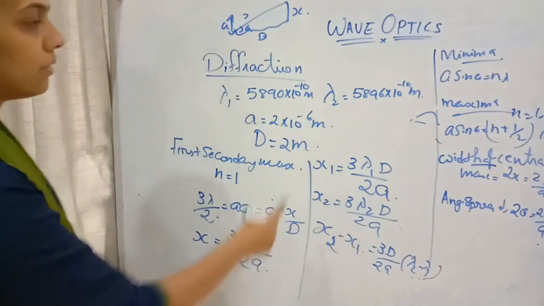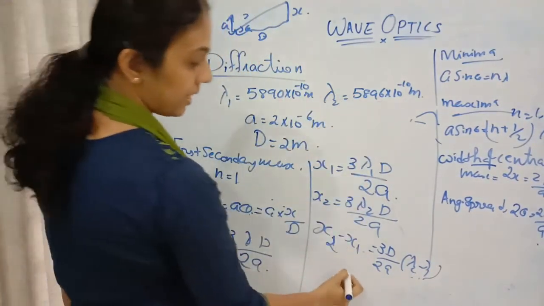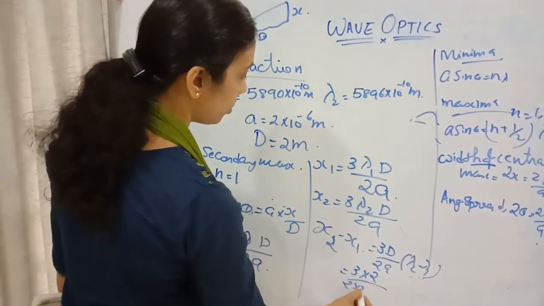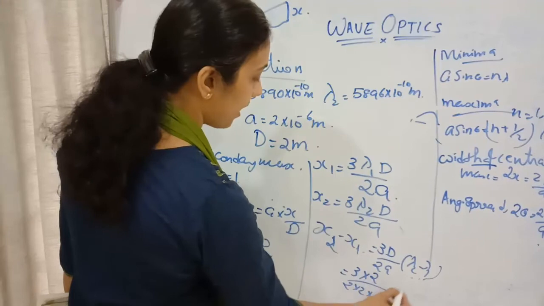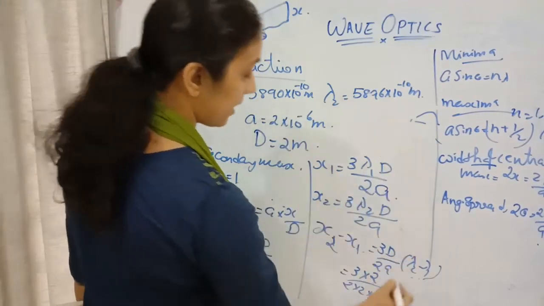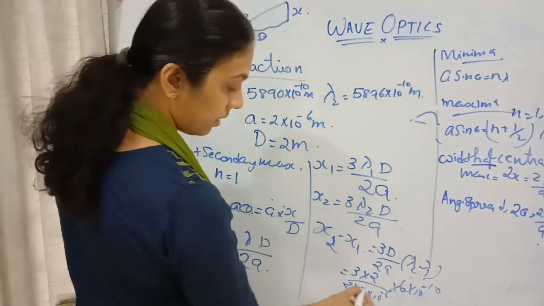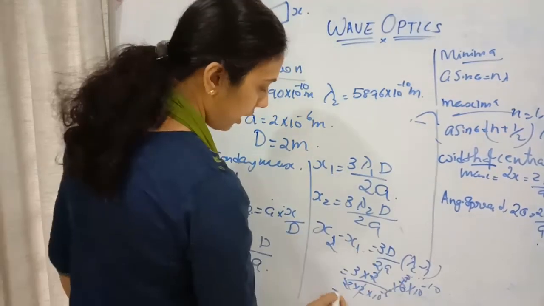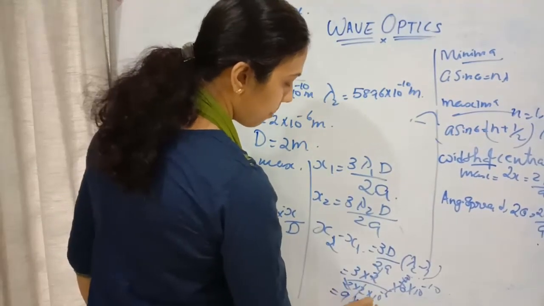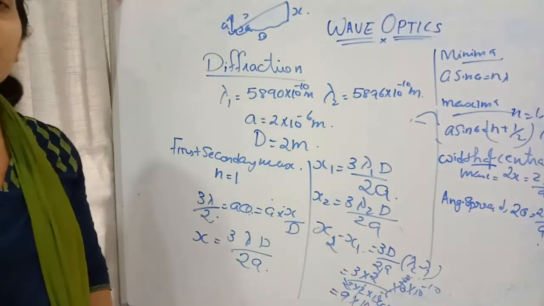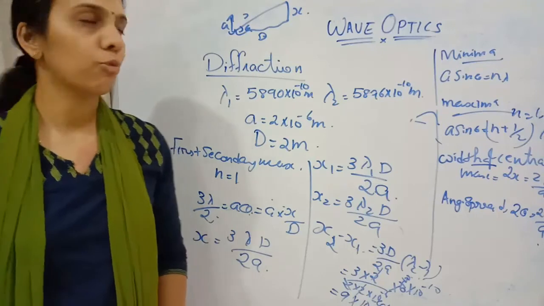Here lambda 2 minus lambda 1 is 6 into 10 to the power minus 10. So 3 into 2 divided by 2 into 2 into 10 to the power minus 6, into 6 into 10 to the power minus 10, equals 9 into 10 to the power minus 4 meter. Okay, clear, children? This is how we will be solving these kinds of questions.